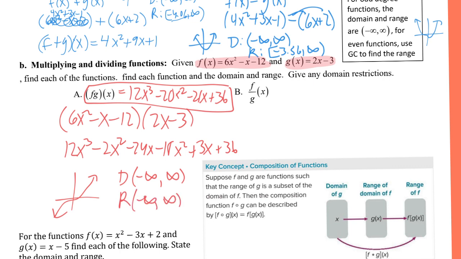Okay? All right. Now, f over g of x. Now, there is a way to do domain and range on the fractions. We're not going to do that. We're just going to focus on domain restrictions on the fractions. Okay, we will do a chapter about fractions where we talk about domain and range a little bit, but it's kind of the most tricky part to find. And so we're going to say restrictions will be what we focus on. So put f of x, which is 6x squared minus x minus 12 over 2x minus 3. And so that's going to be our answer.